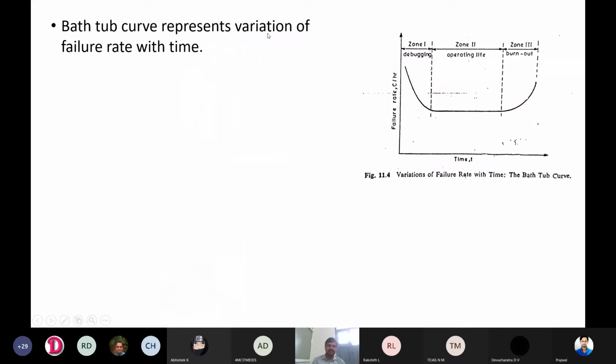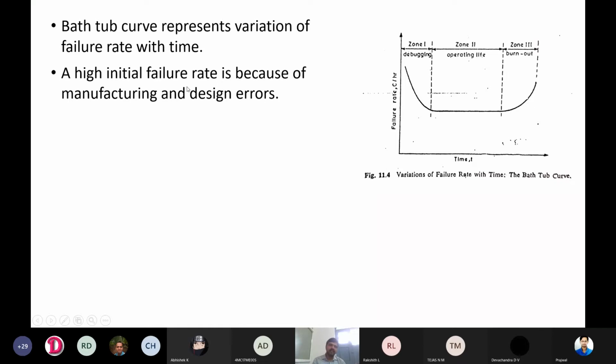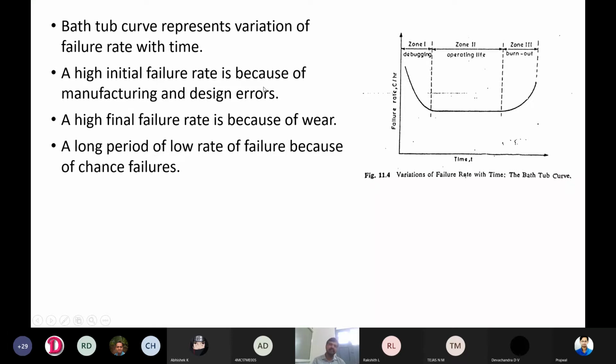The bathtub curve represents a variation of failure rate with time. On the y-axis we consider failure rate, on the x-axis we consider time. A high initial failure rate is because of manufacturing and design errors. A high final rate is because of wear out of various parts of the product, because of friction and other things, because of usage in general. A long period of low rate of failure is because of chance failure, that is in zone 2. This curve is typical to most of the systems.